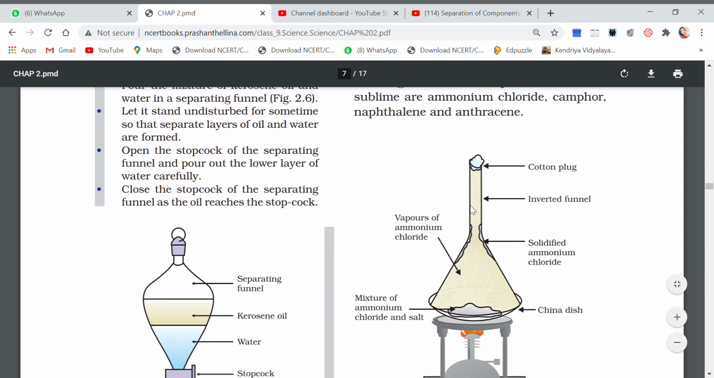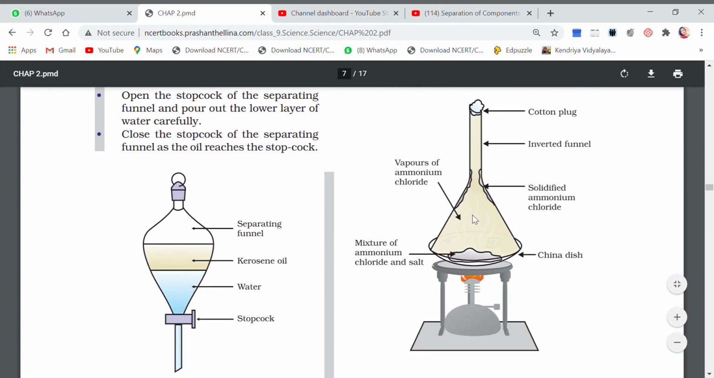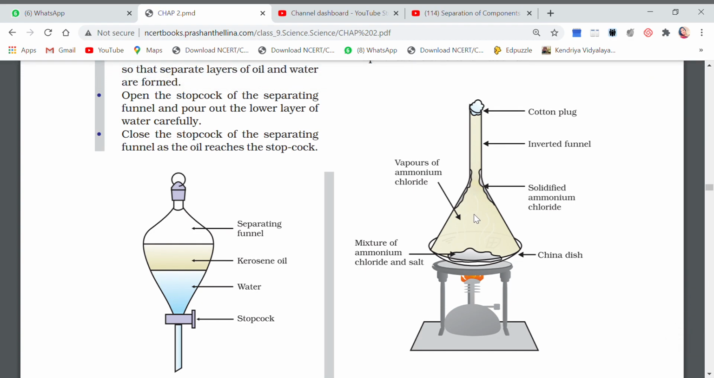I have also given you a video. We have seen that video. उसमें तो हमने तीन चीजों को separate किया था. In that video, we are separating ammonium chloride, salt, and sand also. So this is how the separation by sublimation can be done.